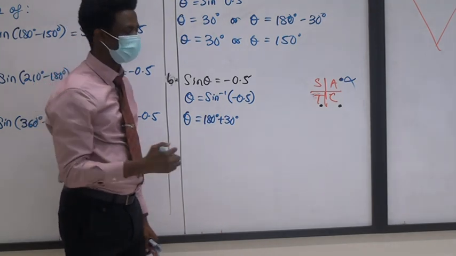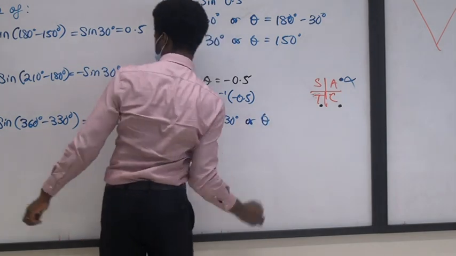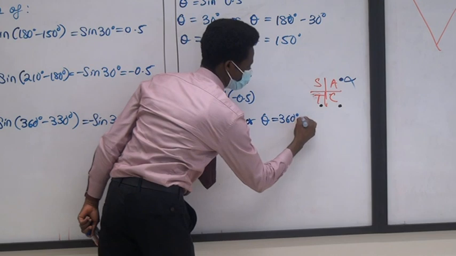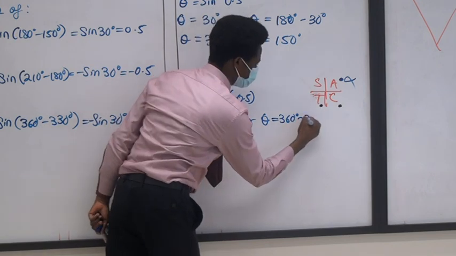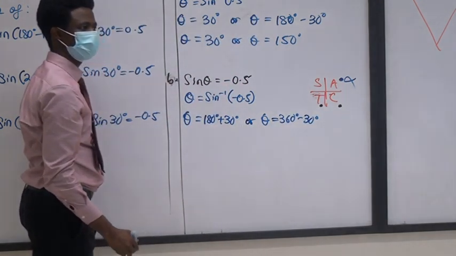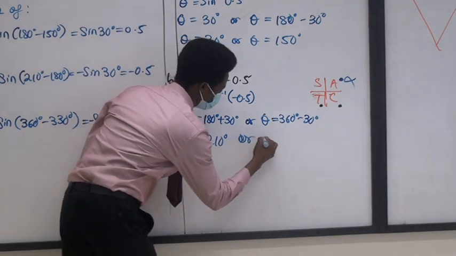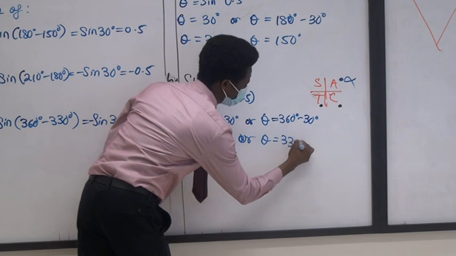Am I making sense? Or, in the fourth quadrant, it is 360 minus that acute alpha, which is in this case 30 degrees. So you get final results: theta is equal to 210 or theta is equal to 330.